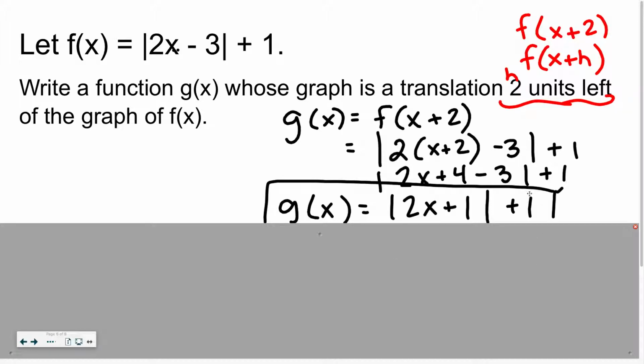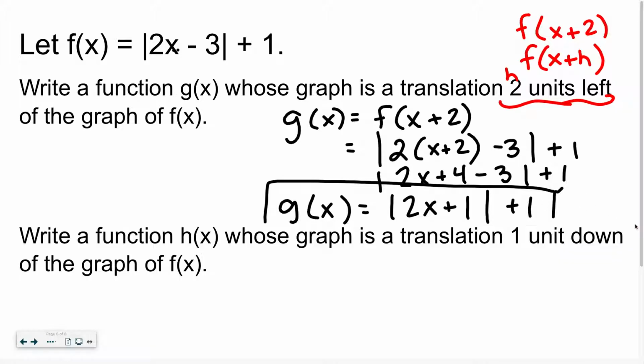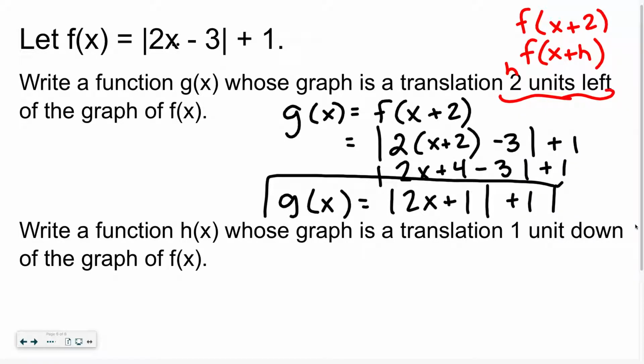Okay, I think last one is probably a vertical shift, so I'll let you try this one. Can you translate this function 1 unit down? I'm going to call it h of x. You can put any letter you want in place of f of x. If you want to use m of x for Maddie, you could do that. W of x for Will. Write a function h of x whose graph is a translation 1 unit down.